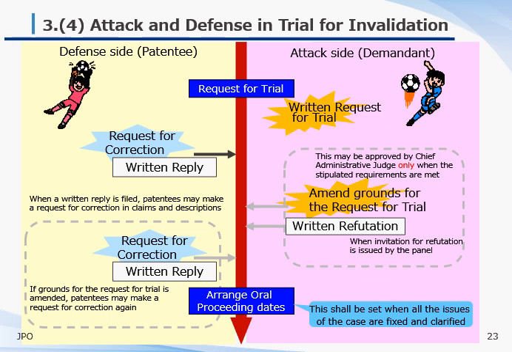In some cases, the demandant is given an opportunity of rebuttal based on the request for correction by the patentee. The demandant can make a correction to a request for a trial at the same time. However, no corrections may be made which alter the substance of the written request.